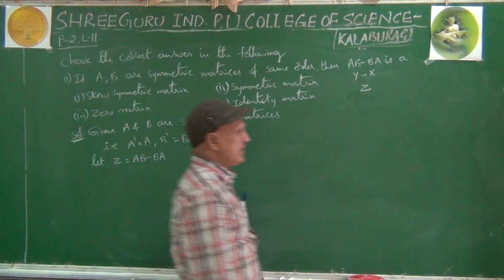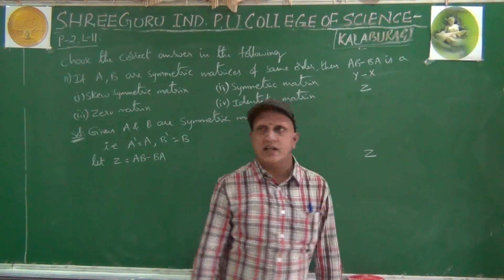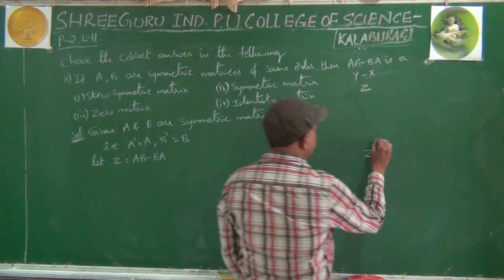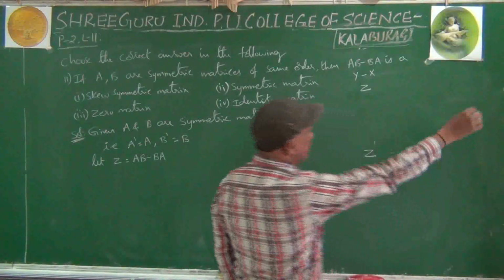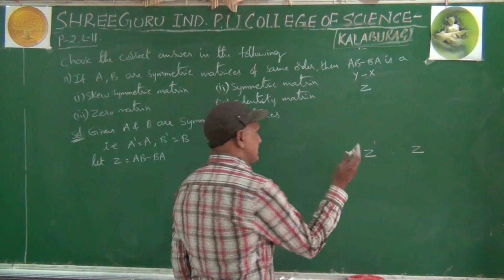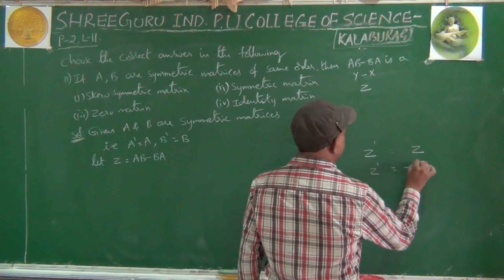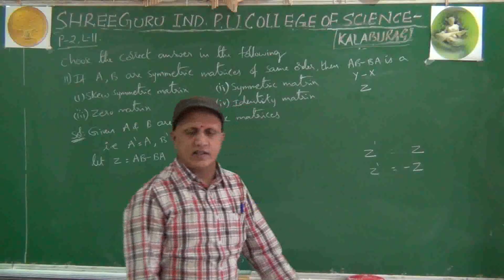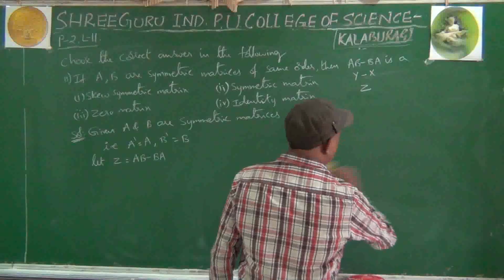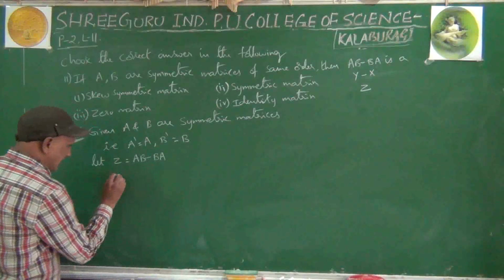How can we say that the matrix Z is symmetric? We have to find Z dash. If the answer is Z, then we can say that it is symmetric. How can we say that the matrix Z is skew symmetric? We have to find Z dash. If the answer is minus Z, then we can say that it is skew symmetric. Right? So, let us find out the transpose of the given matrix.